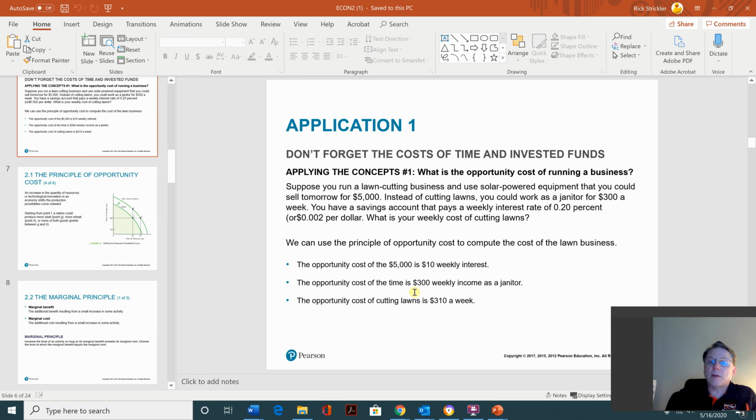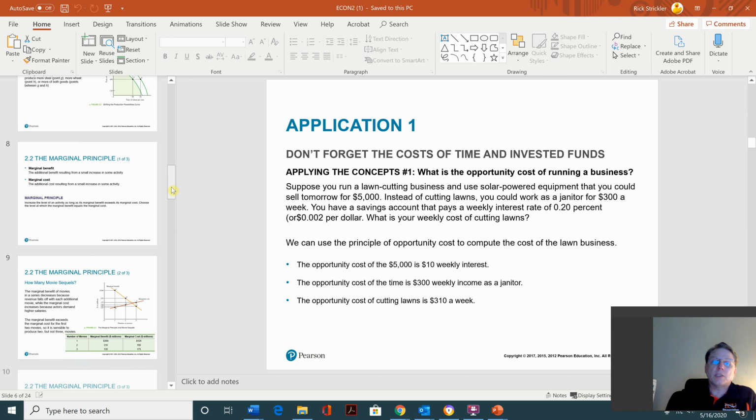Well, the opportunity cost is $5,000, which is $10 weekly interest. Opportunity cost of time is $300 weekly, right? Because that's what you could make as a janitor. And then the opportunity cost of cutting is $310 a week: $10 for the interest, $300 for your labor. So, from an opportunity cost standpoint, you need to be making more than $310 a week mowing yards. Otherwise, your opportunity cost is negative.